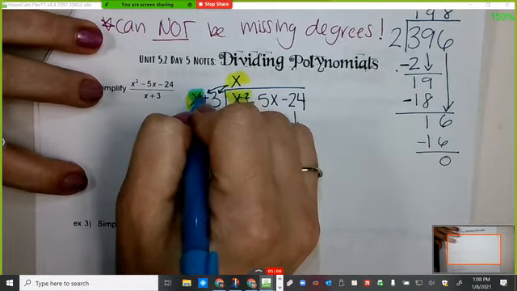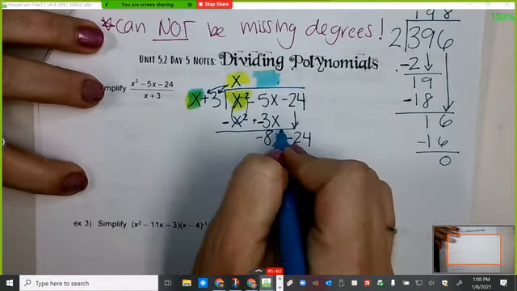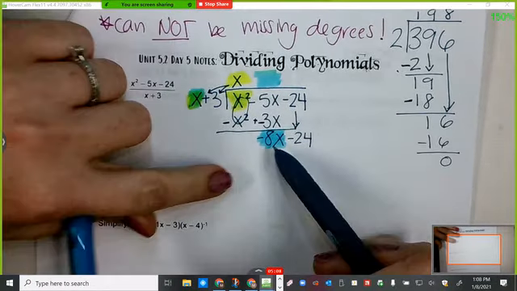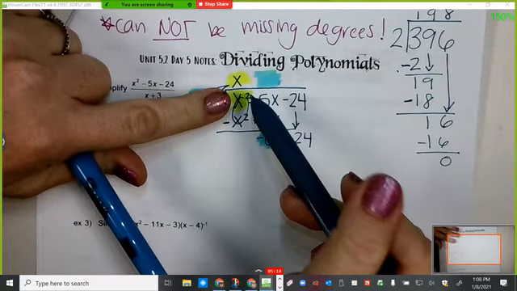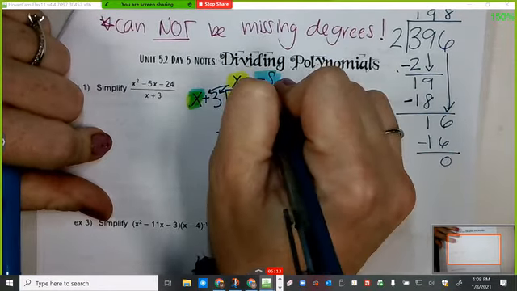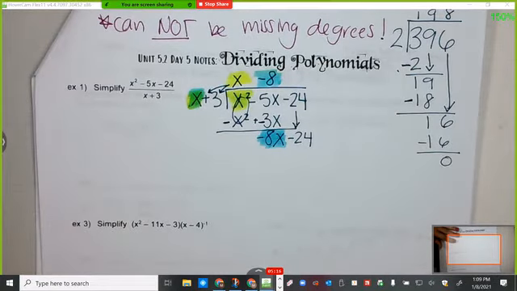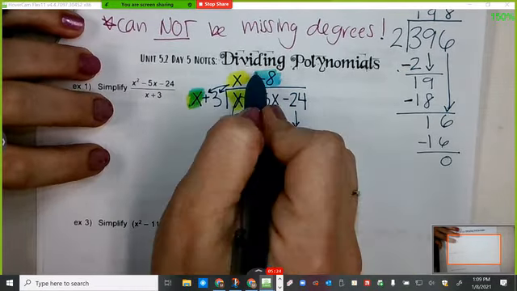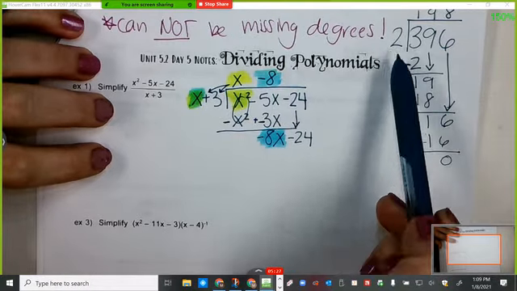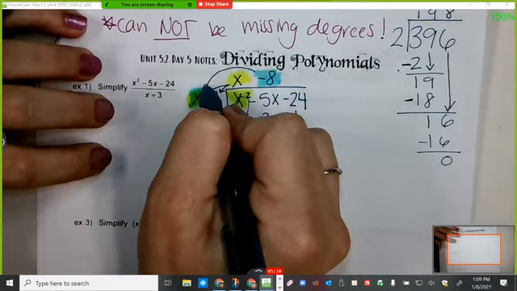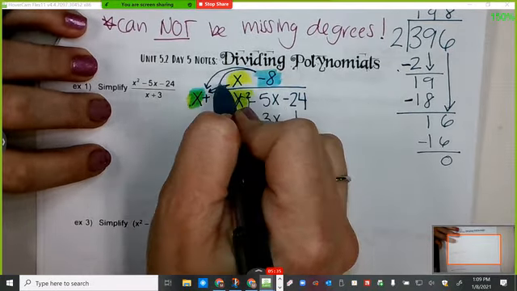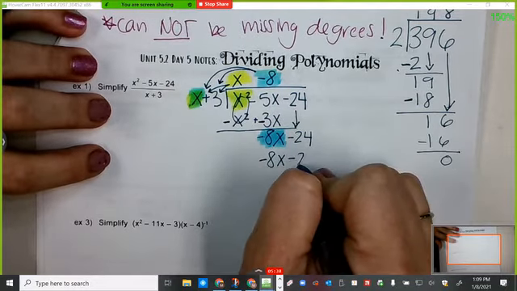Now we're paying attention to x times what gives us negative 8x. Or negative 8x divided by x is... x times 8, negative 8. Okay. Negative 8, so again, didn't we do 9 times 2? Yeah. Okay, so we have to do that again. Negative 8 times x is negative 8x. Negative 8 times 3 is negative 24.